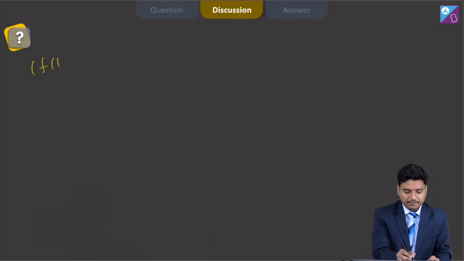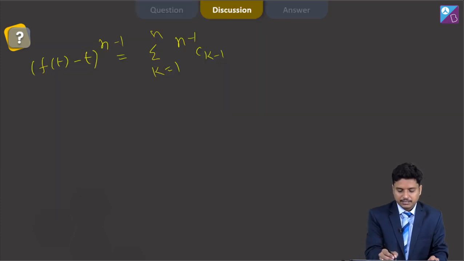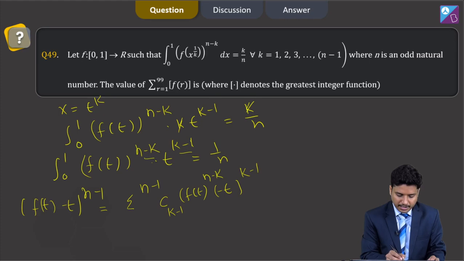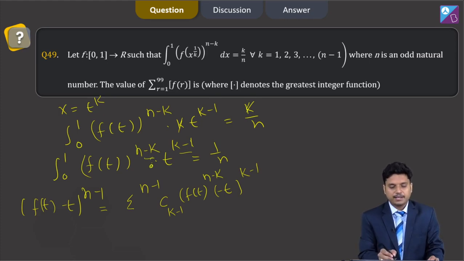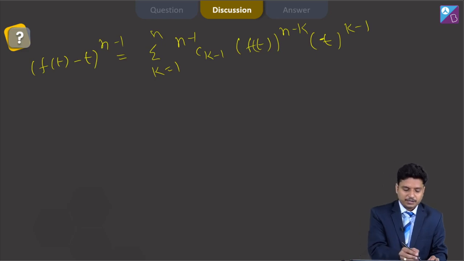So I am putting it here: (f(t) minus t) raised to power n minus 1 is equal to summation of n minus 1 C k minus 1, where k varies from 1 to n, f(t) raised to power n minus k into (minus t) raised to power k minus 1. Now f(t) raised to power n minus k into t raised to power k minus 1, this we have already got is equal to 1 by n. Suppose this is equation number 1. So if we consider its integration, then 0 to 1 will be applied like this, and here also 0 to 1 will be applied.